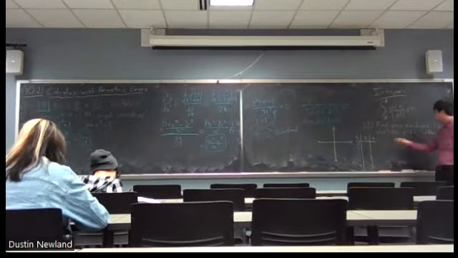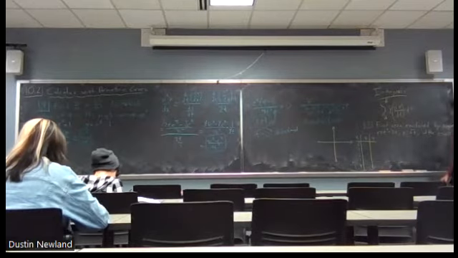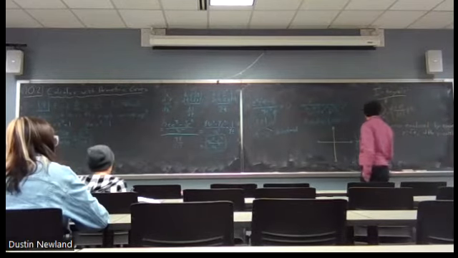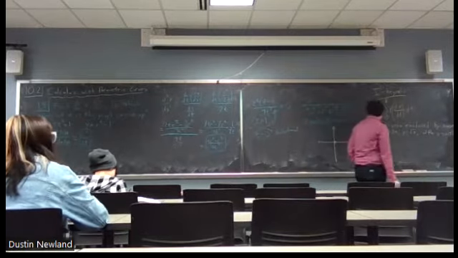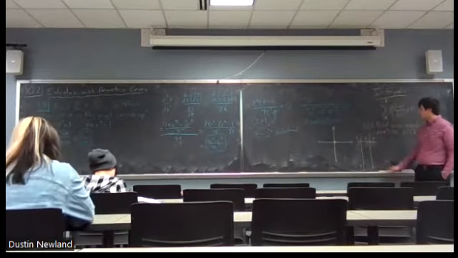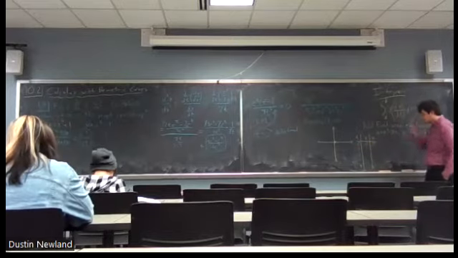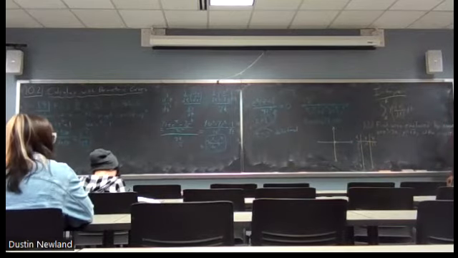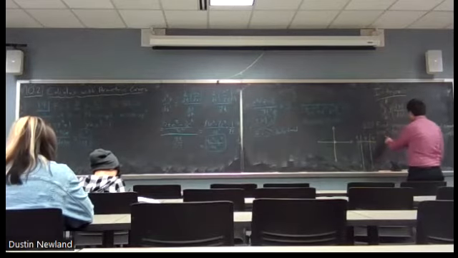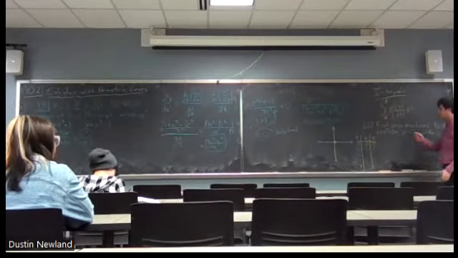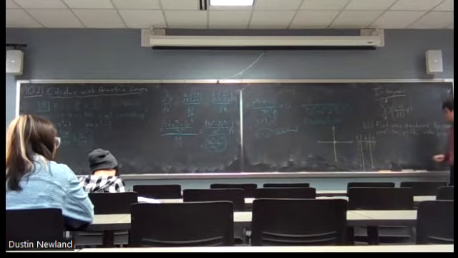So if t is 0, what's x going to be? What's y going to be? 0, 0. Good. So we're going to start at the origin. Nice. Okay. When t is 1, 1 minus 2, minus 1, 1. Yep. Good. Okay. What about t is 2?